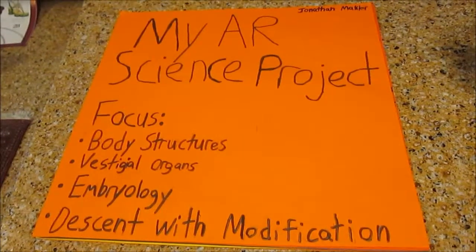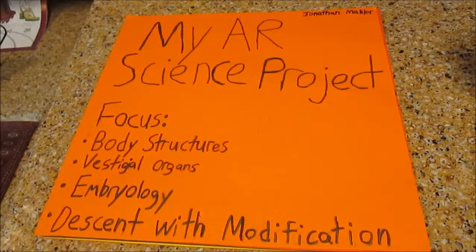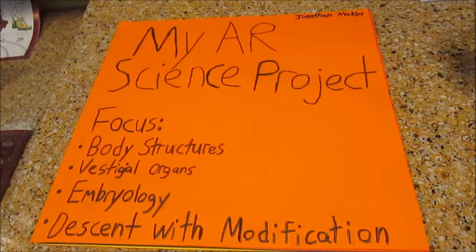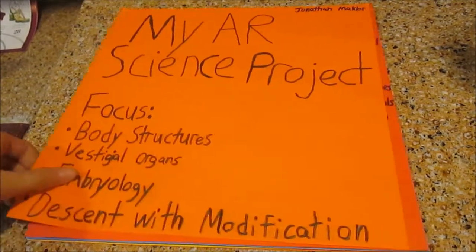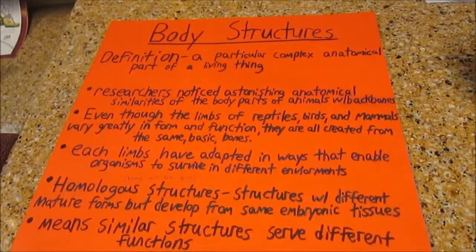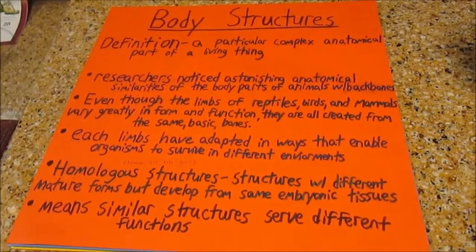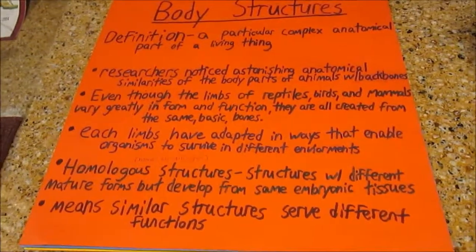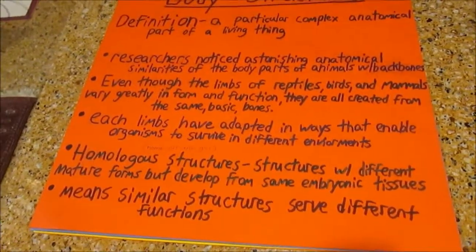Alright, so this is my AR science project, and for my AR science project I'm doing the Show Me paper slide. So for this we are focusing on body structures, vestigial organs, embryology, and descent with modification. So body structures, these are a particular complex anatomical part of a living thing, and anatomical means of or part of a body structure. So researchers notice astonishing anatomical similarities of the body parts of animals with backbones.